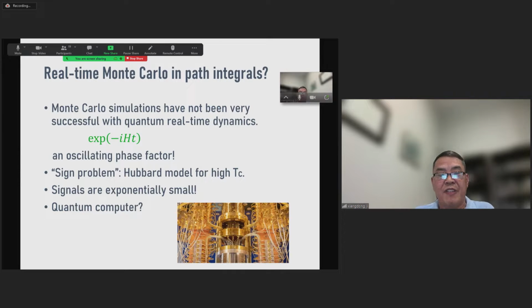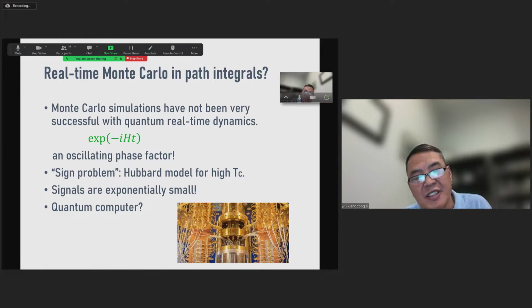Now, if the parton density is a light-cone correlation, it means that if we want to calculate this, we have to deal with real time. And we know that Monte Carlo simulation with real time is a no-go, because of the rapidly oscillating phase factor.